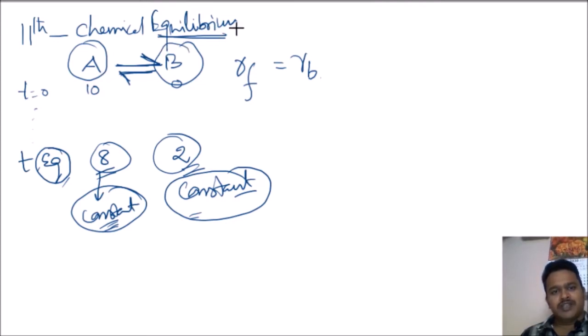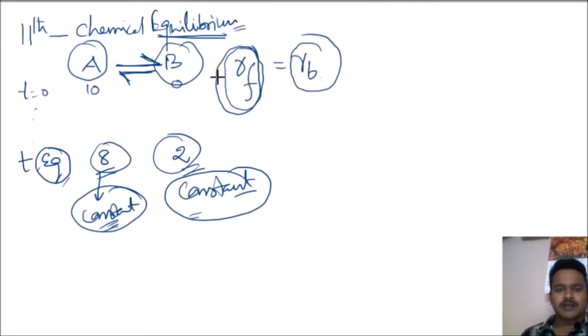What is the definition of equilibrium? The state at which the rate of forward reaction is equal to the rate of backward reaction is called equilibrium. Here chemical species are involved, so that is chemical equilibrium. Now what is our chapter? Our chapter is ionic equilibrium. Now we are going to learn about ionic equilibrium.